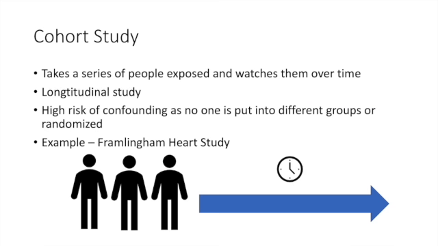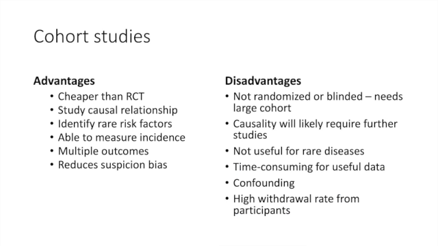So moving onwards. A cohort study takes a series of people exposed to a certain event and watches them over time. It's normally longitudinal and takes a very, very long time. It's at high risk of confounding factors as no one is put into different groups or randomised. They are literally just asked, will you sign up to the study and we'll see how you get on. So a good example of this is the Framingham Heart Study.